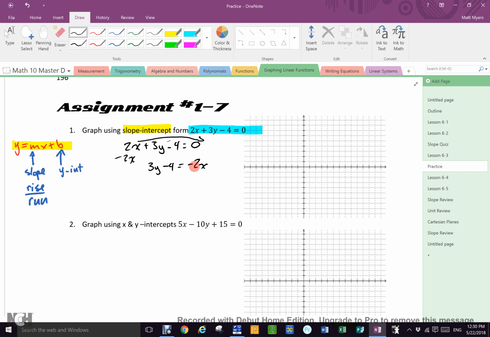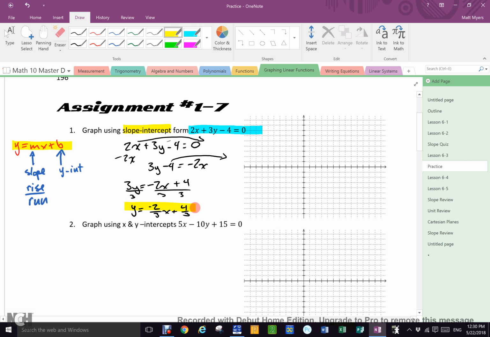The 4. If it moves over here, what happens to its sign? It becomes positive. So now I have 3y equals negative 2x plus 4. Is y isolated? Almost. I don't want to move the y now. I only want to move the times 3. So what do I do? Divide by 3. And I get y equals negative 2/3 x plus 4/3.